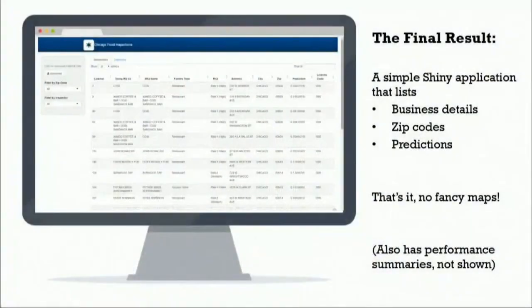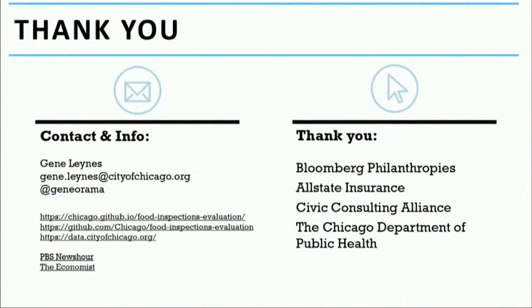But we did, and at the end we got this Shiny application. It was pretty simple. It's just a CSV that the Director of Food Inspections downloads. And one of the other tabs that's not shown, you can actually see inspector performance as a coefficient. So she really liked that because she can use it to look at her inspectors.